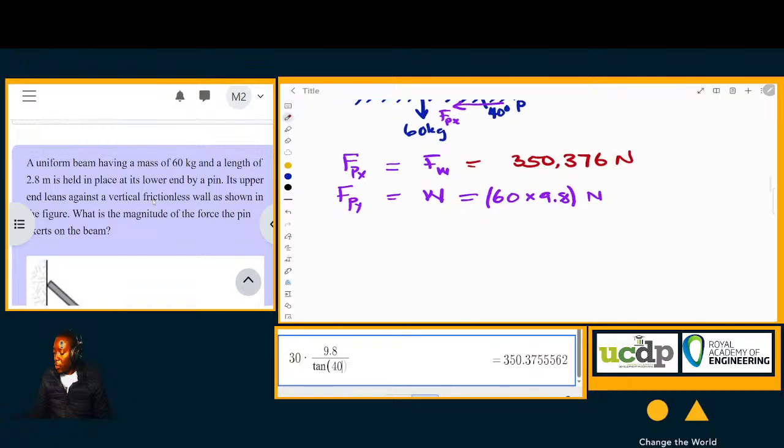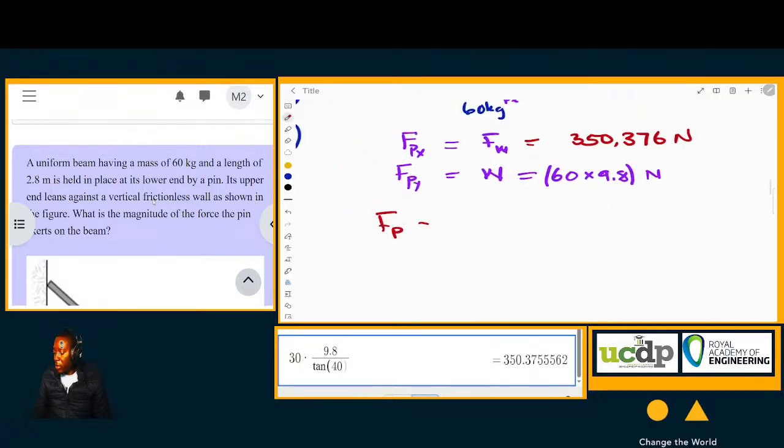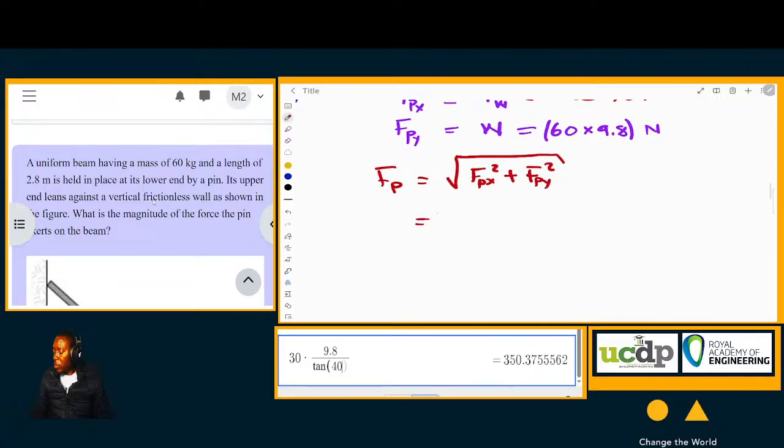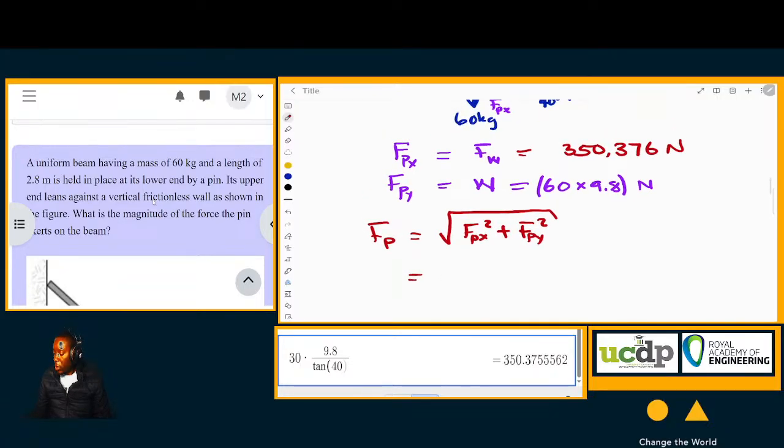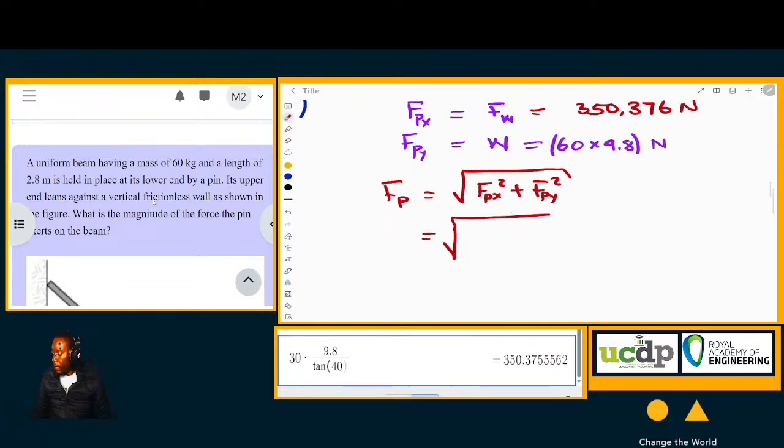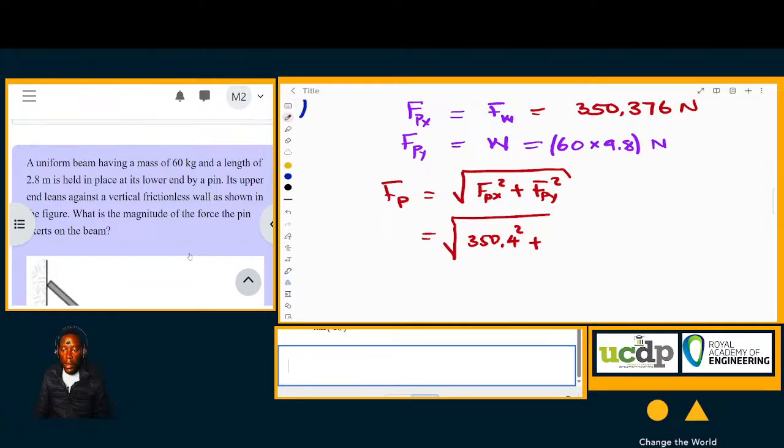350.376 newtons. So for us to find FP, it's now simple because we've got the X component and the Y component. We square them and add, then find their square root. So this is the root of 350.4 squared plus 60 times 9.8, that's 5 point something. So let's see what that is. 60 times 9.8, 588 squared.